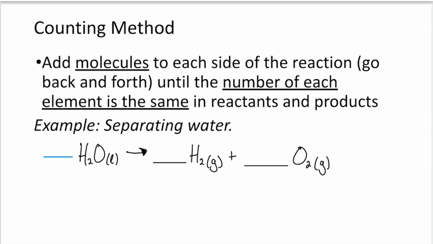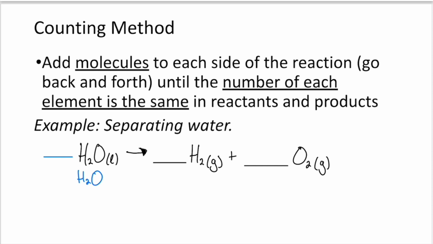Okay, so I start with, I've got 2 hydrogen in the reactants and 2 in the products, so that matches up. I have 1 oxygen in the reactants, I have 2 in the products. Well, the only way for me to get more oxygen in the reactants is to add another water molecule.